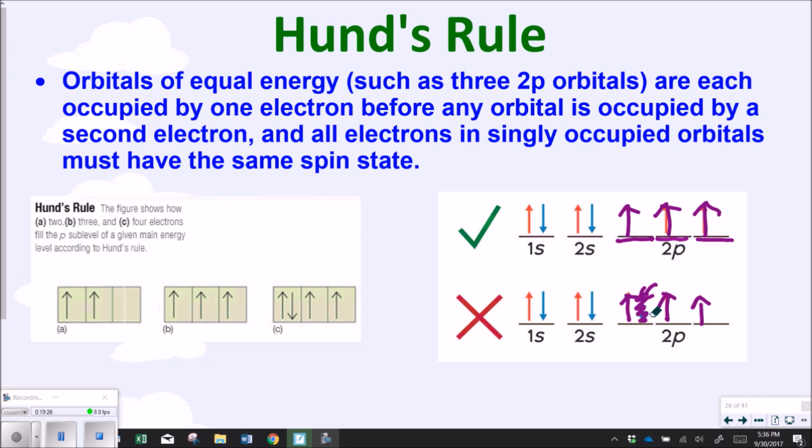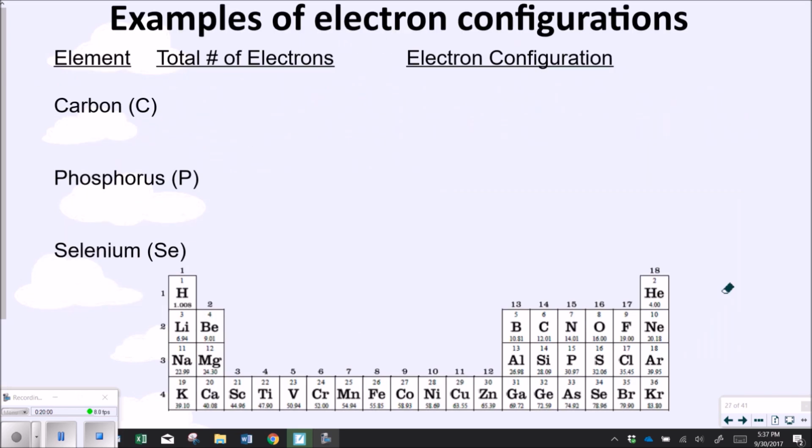So let's take a look at how we fill 2, 3, and 4 electrons in a p sublevel. If we have 2 electrons, they go in singly, one and then the other, in the same spin state. Then with 3 electrons, again they go in one by one, singly, same spin state. If we have 4, we go 1, 2, 3, and then we can double up in the opposite spin state. Now let's draw some electron configurations.